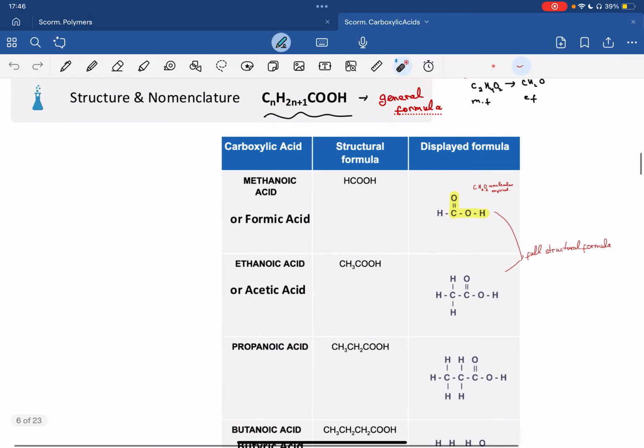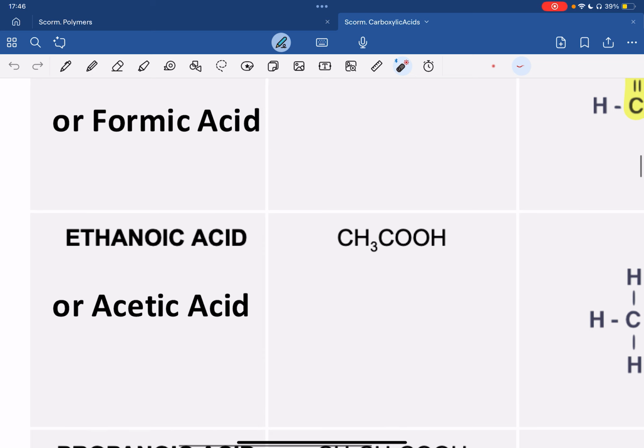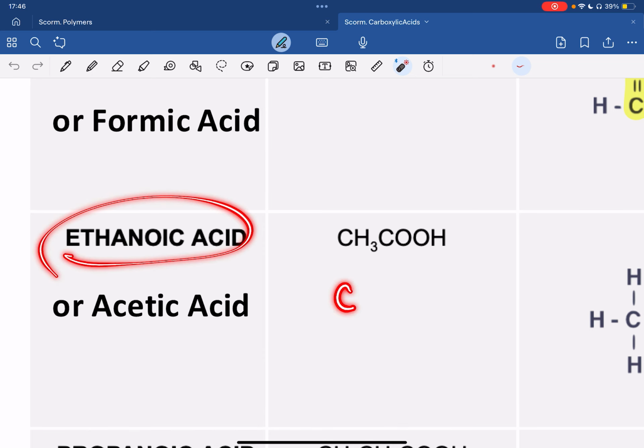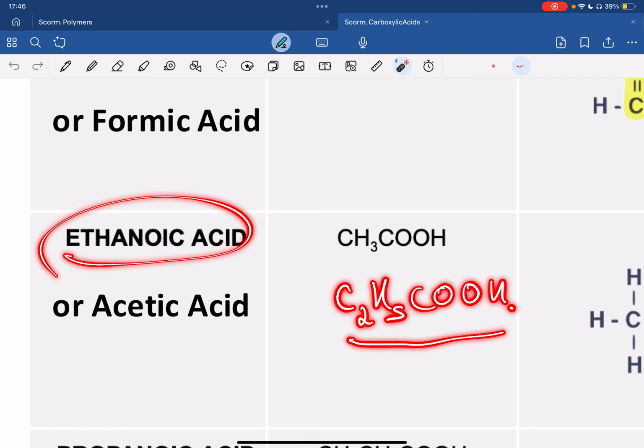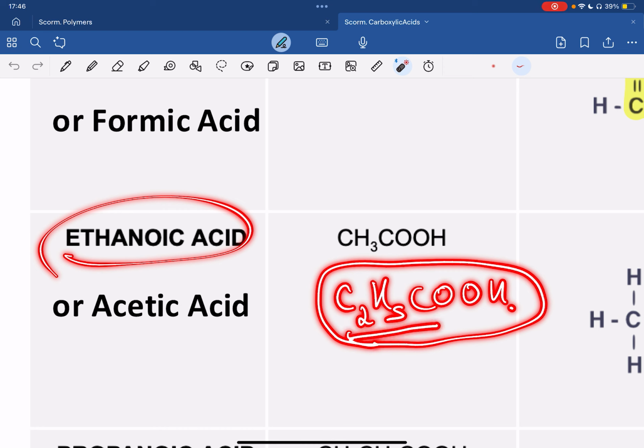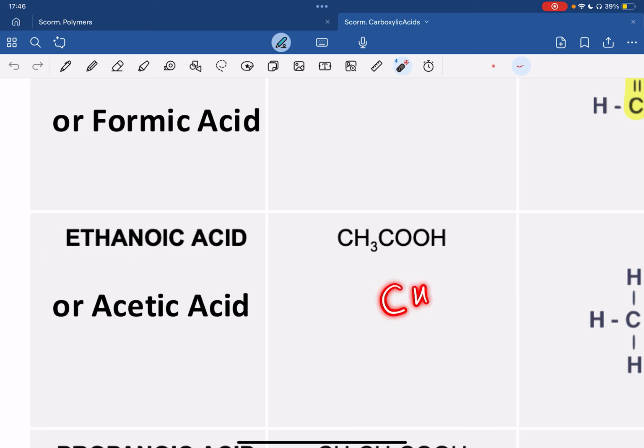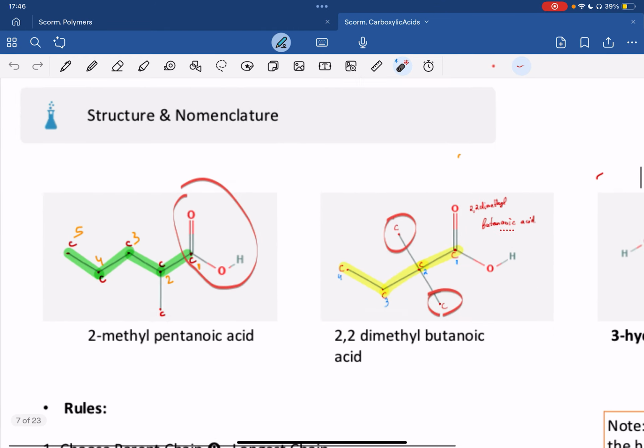Also, one of the mistakes that students make: whenever I ask you ethanoic acid, some students think it's C2H5COOH. It's not like that. Ethanoic acid should have in total 2 carbons, but if it is 3 carbons, it's not ethanoic anymore, it is propanoic. So consider this carbon 2 of the functional group.